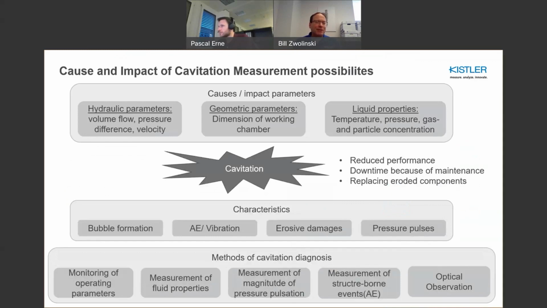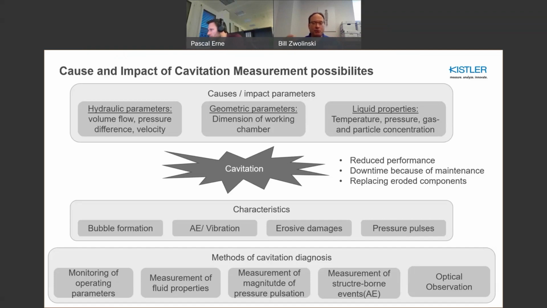So cavitation measurement is a very big field, and we're not going to cover it in this session, but just to give you a perspective, okay? There are a lot of causes of cavitation, certainly hydraulic parameters, how flow and velocity and pressures affect things. How do the geometric parameters operate? What is the vessel? Is it a small vessel, large vessel? What are the liquid properties? Is it water? Is it gas? Is it a mixture? What type of characteristics are occurring? Is it bubble formation? Is it vibration? Is it erosion damage? Is it pressure pulses?